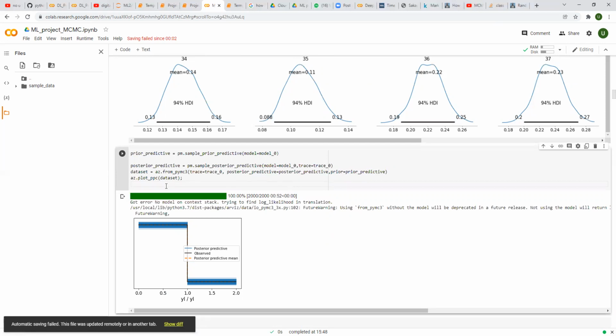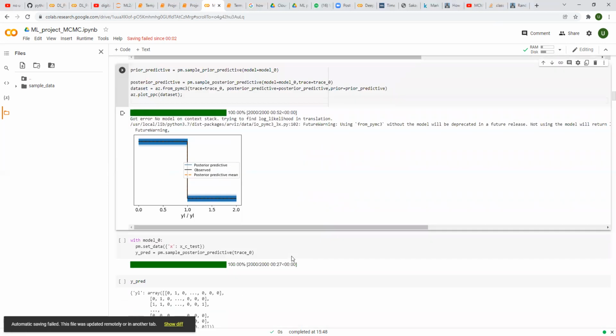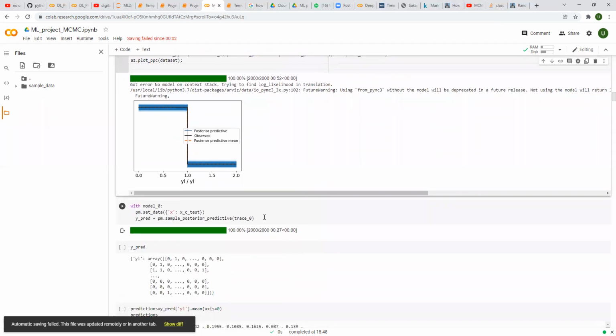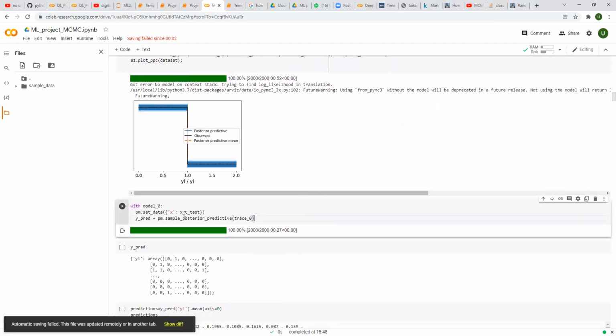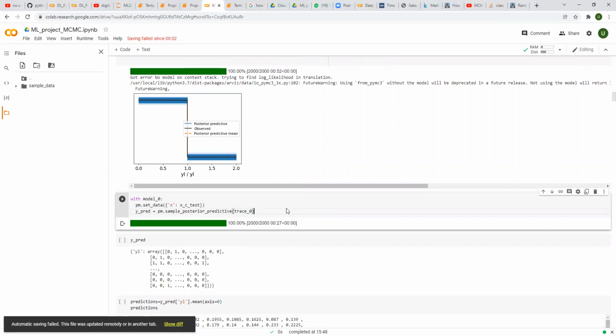If we move along, we can see that data has been captured quite perfectly. We have plotted the prior predictive and posterior predictive, and plotted the observed and the predictive values as well. Using this, we are going to test it on our testing set. This becomes our testing set, and we sample the posterior predictive of this model, trace 0, and call it YPRED.